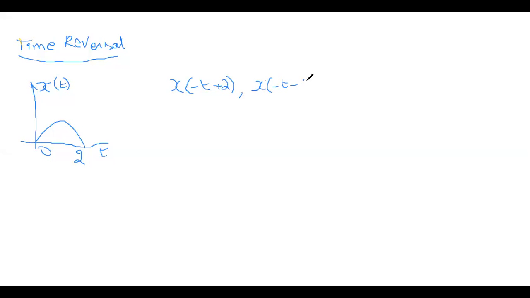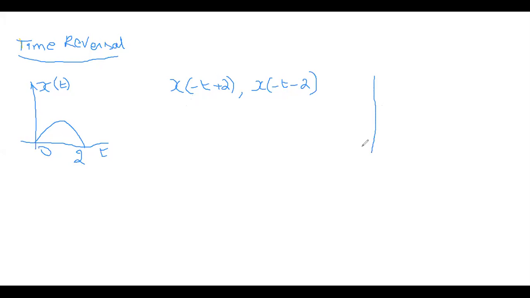Now please try to understand the concept clearly. Only for your sake I am going to take one more example, which belongs to the time reversal operation. Here the basic signal has been given, x of t, which is defined from 0 to 2, but you are asked to sketch x of minus t plus 2 and x of minus t minus 2. So to sketch these two signals, first of all you must have information regarding x of minus t.